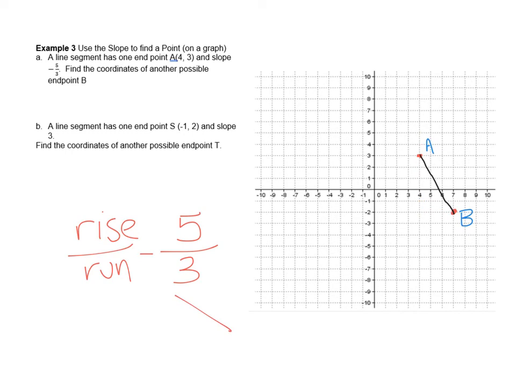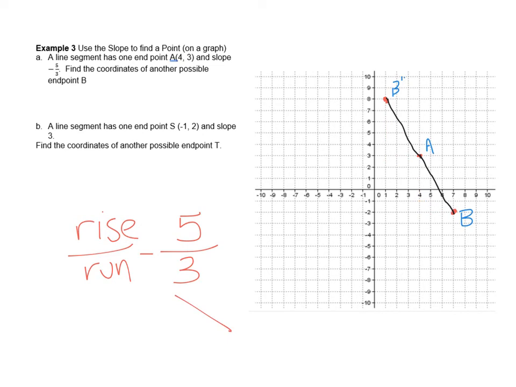Now I could go the other way as well, because I could find 3 over from 4 going this way. It's going to take me to 1, and then up 5 from 3 is going to take me to 8. So then that point is 1, 8, and I can identify that on my graph as 1, 8, and then I could connect that line. Okay, that's another possible B. Okay, so that's how we do that.